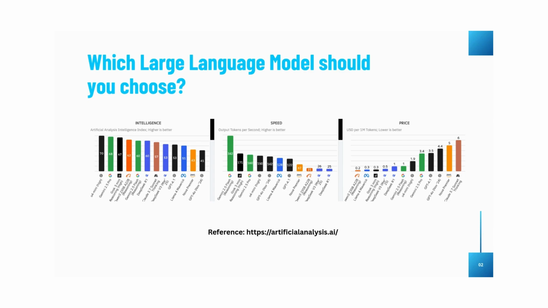So, which large language model should you choose? It depends on what you care about most: intelligence, speed, or price. Before we dive in, check out artificialanalysis.ai, a real time dashboard that compares LLMs across all three metrics. It's a must have tool for all AI agent developers and researchers.